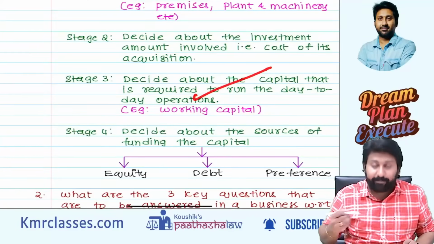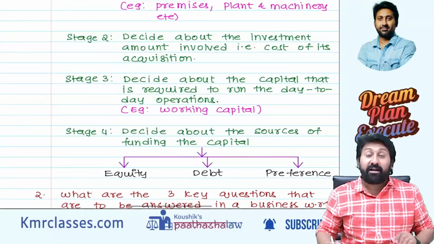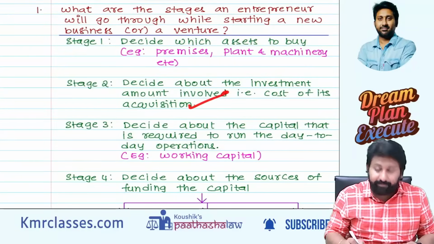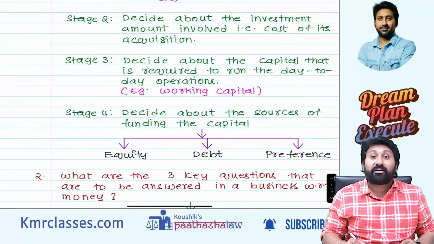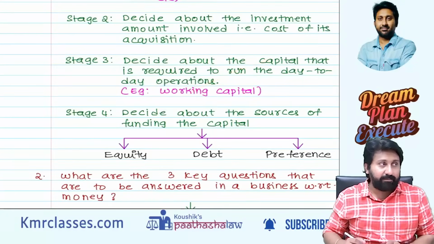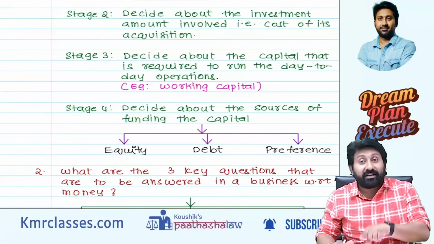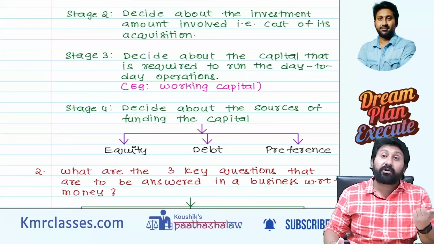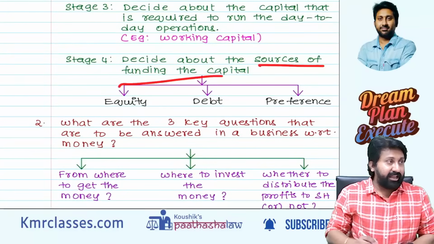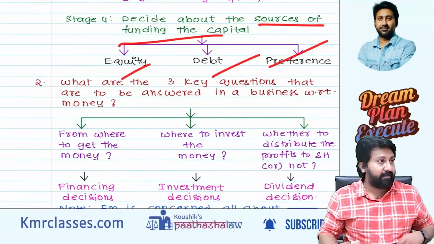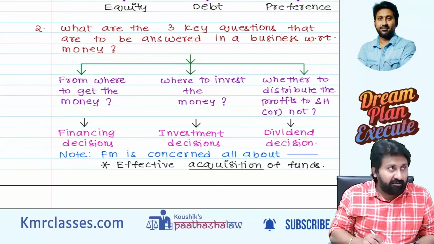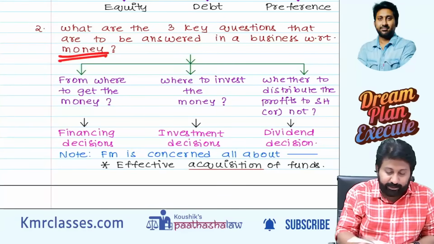That is about the capital that is required. Two types of capital. Decide about amount of investment means this is the main capital required. For to run the business, every day also some capital is required, working capital. Next, from where to get that working capital, from where to get that fixed capital to invest in asset. Decide about the sources of funding, equity, debt, preference, etc. Next, what are the three key questions that are required to be answered in a business with respect to money?